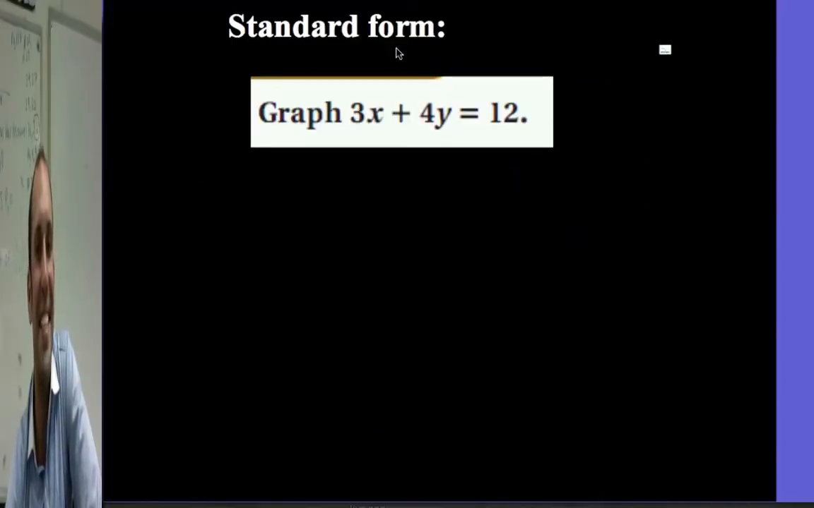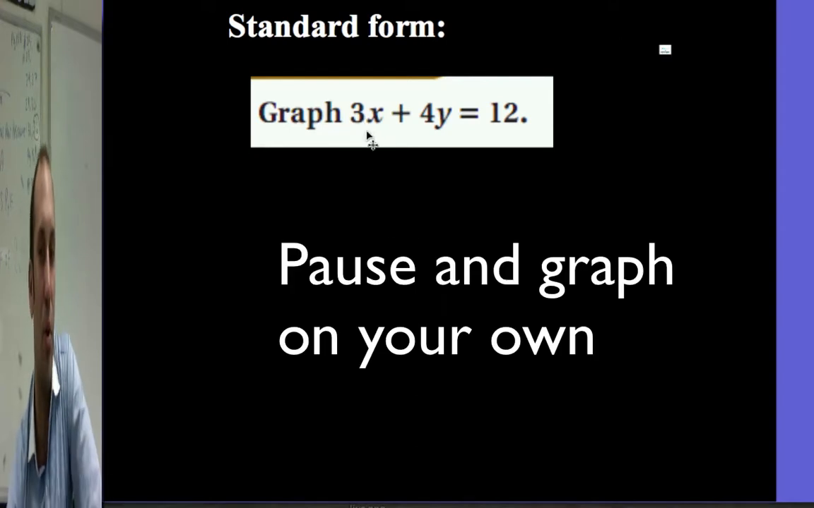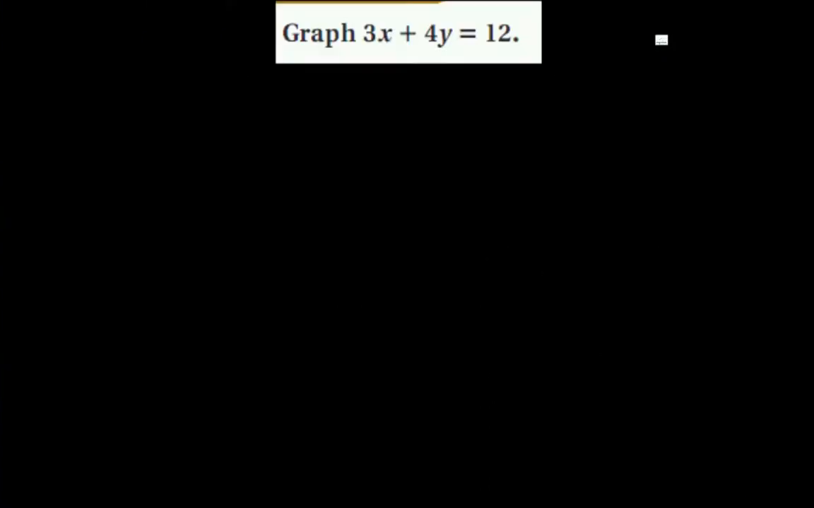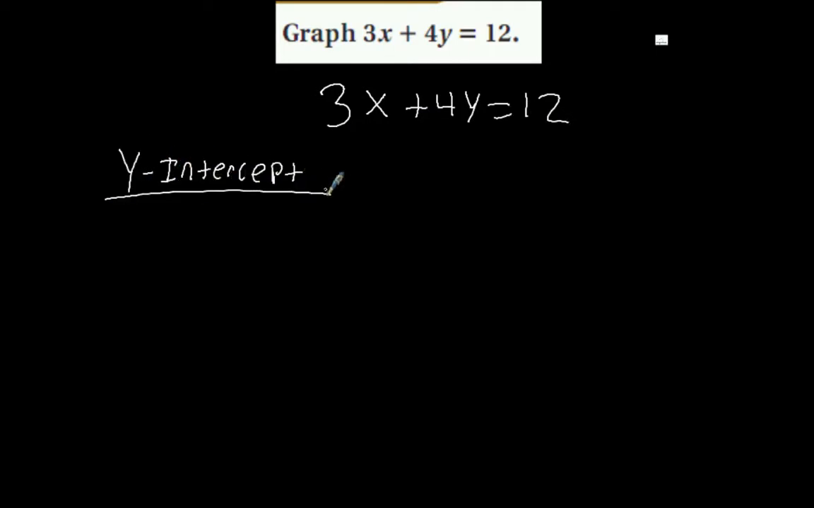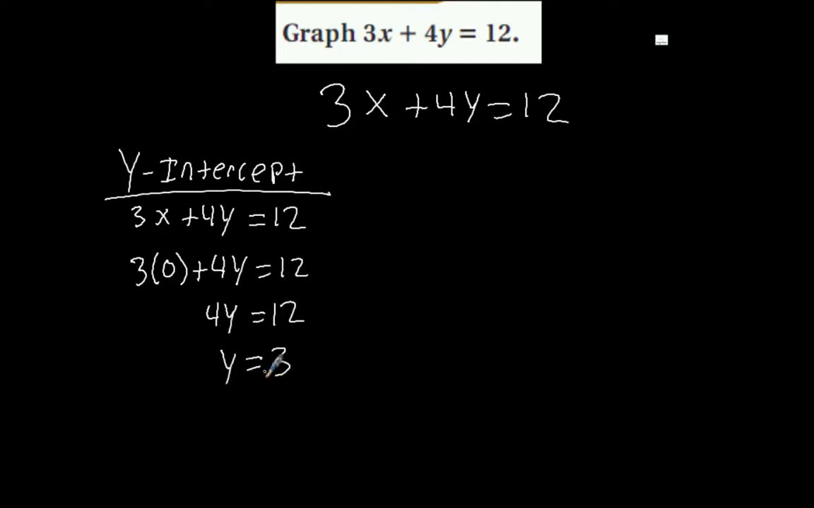All right, if this is standard form, we usually want to find the x-intercepts and the y-intercepts. So why don't you try and graph this on your own and then watch me do it after. So pause the video. So to graph this equation in standard form, which is 3x plus 4y equals 12, we're going to find two things. We'll start with the y-intercept. The y-intercept, we put in 0 for x. So we'll have 3 times 0 plus 4y equals 12. We end up getting y equals 3.